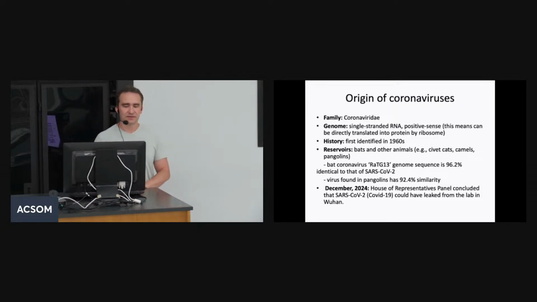There are reservoirs, and then there was another suggestion. I'm not sure this is true, since it's difficult to prove 100% where it came from, because you're backtracking. There was a suggestion by the House representatives in the U.S. that concluded it could have leaked from the lab in Wuhan, in China. I don't think they gave 100% proof, but they made some investigation, and they thought that's one of the possible options. So in my mind there's still some possibility that it was created in the lab.